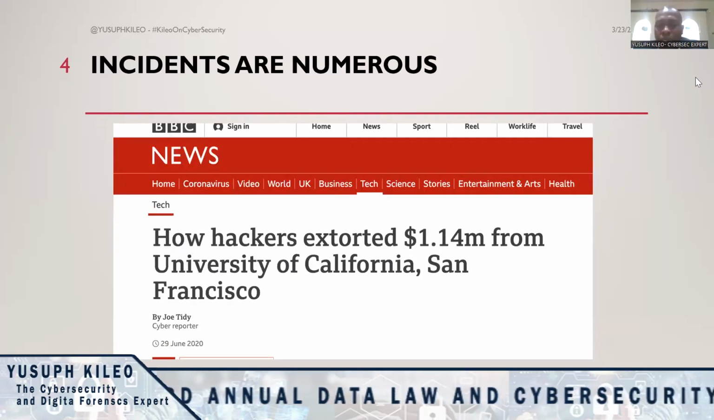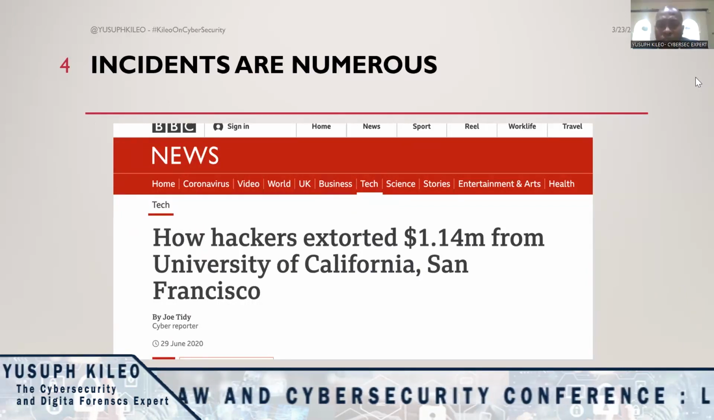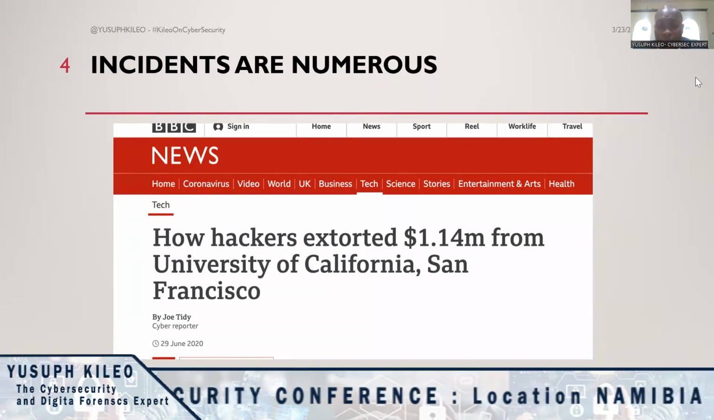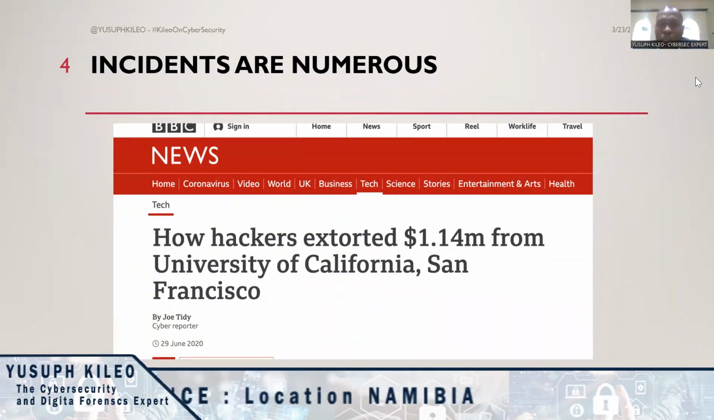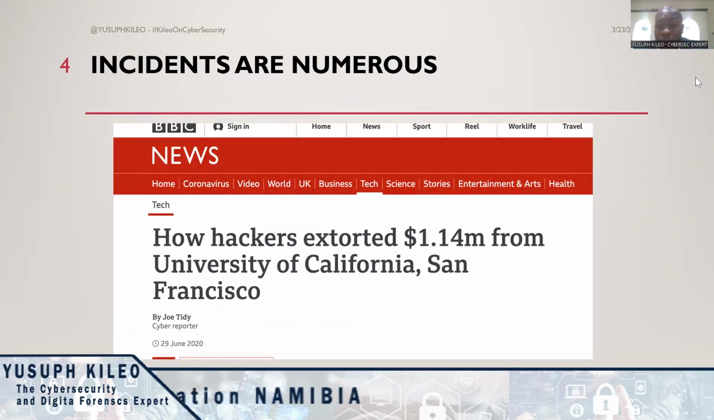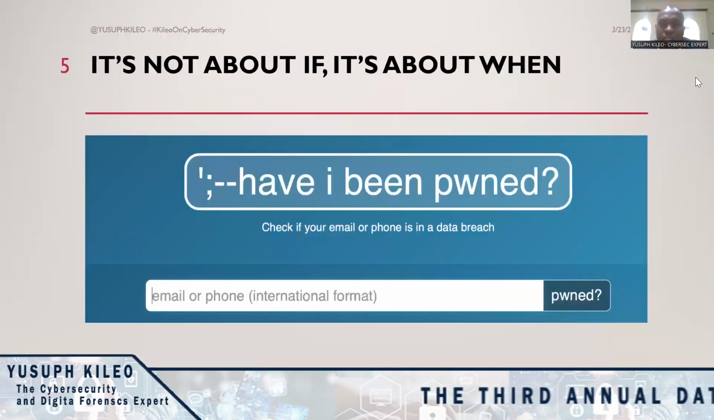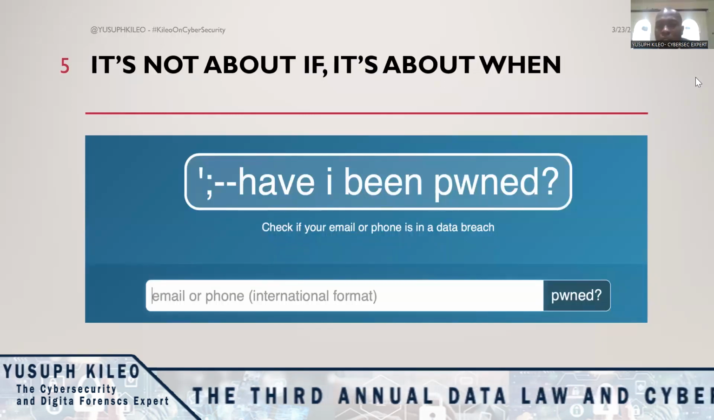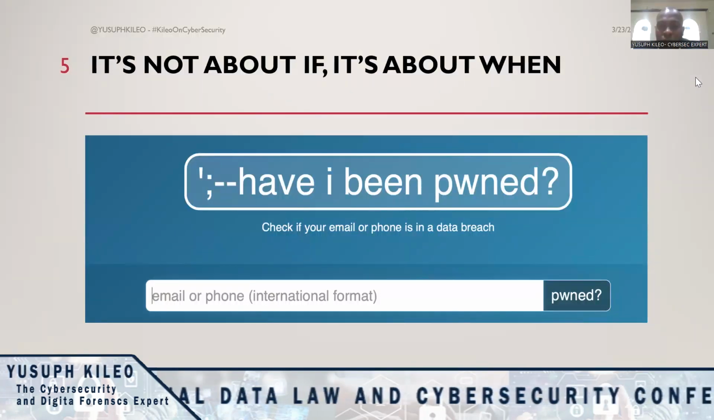But also we have incidents in a university, the University of California, where they were forced to pay 1.14 million. If that's not enough, we have seen a number of hospitals, a number of different attacks on banks, financial institutions, and so on, that really put us in very serious trouble when it comes to cyber attacks. Basically, we have reached a point where it's no longer a matter of if, but now we are talking about when one will be attacked.